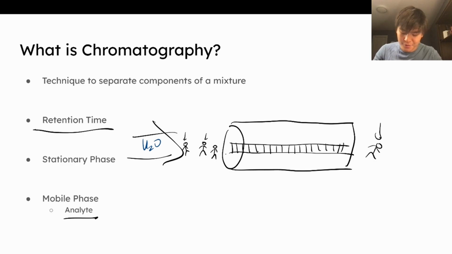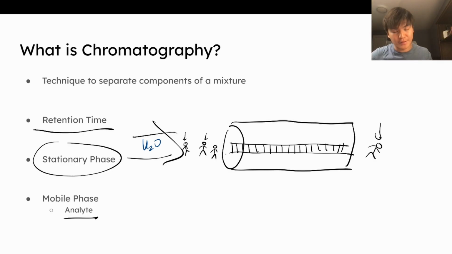This analogy might be a little loose, but all you should take away: stationary phase, something for the analytes to grab onto; mobile phase, something for the analytes to dissolve into to potentially get carried out of the system. That's basically what chromatography is based on.